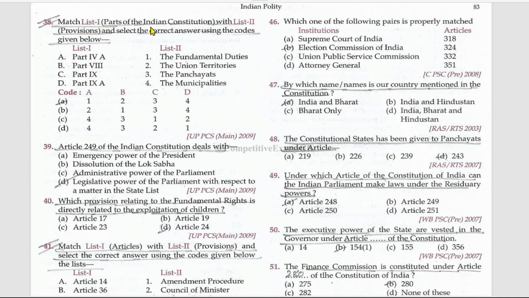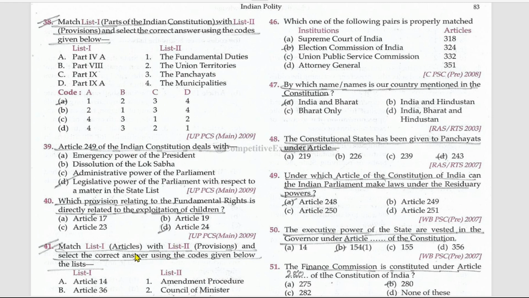Another matching, list 1 of the parts of the Indian Constitution and list 2 of the provisions. Part 4A, the fundamental duties. Part 8, the union territories. Part 9, the panchayats. Part 9A, the municipalities. Article 249 of the Indian Constitution deals with legislative power of the Parliament with respect to a matter in the state list. Which provision relating to the fundamental rights is directly related to the exploitation of children?